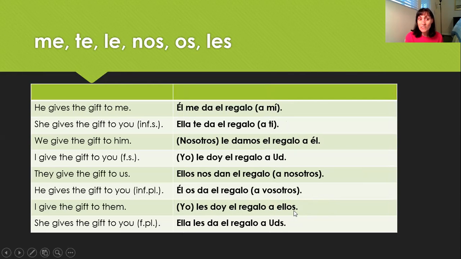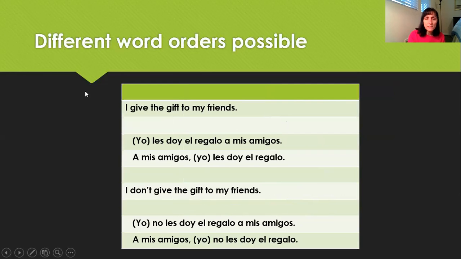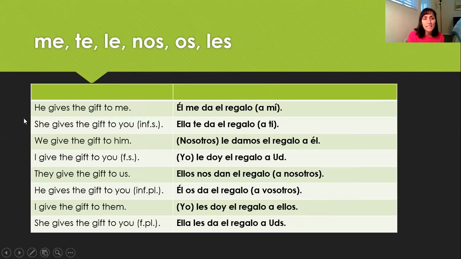So here are some examples. Whoops, let's go back. Previous. He gives the gift to me. So I'm going to conjugate the verb for the subject. The subject is he, gives. This comes from the verb dar, to give. The forms are doy, das, da, damos, dais, dan. So third person singular is él da, he gives. The gift, el regalo, to me, a mí.